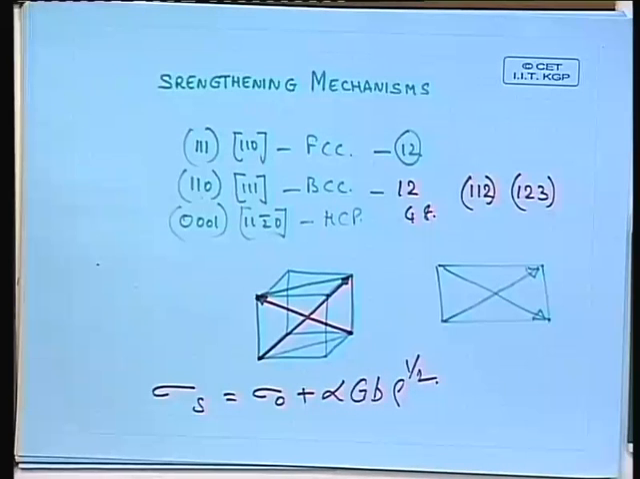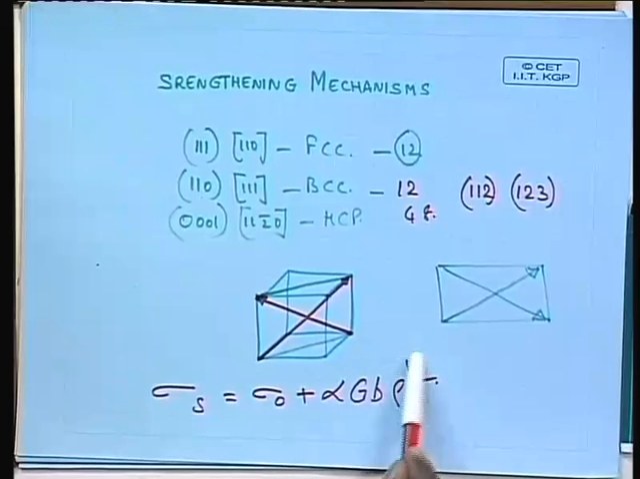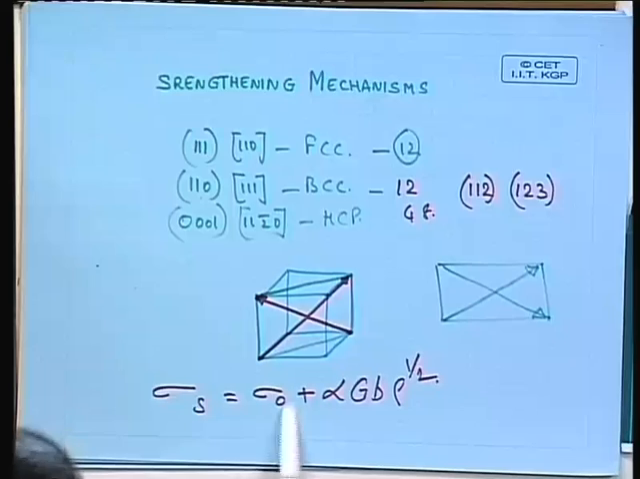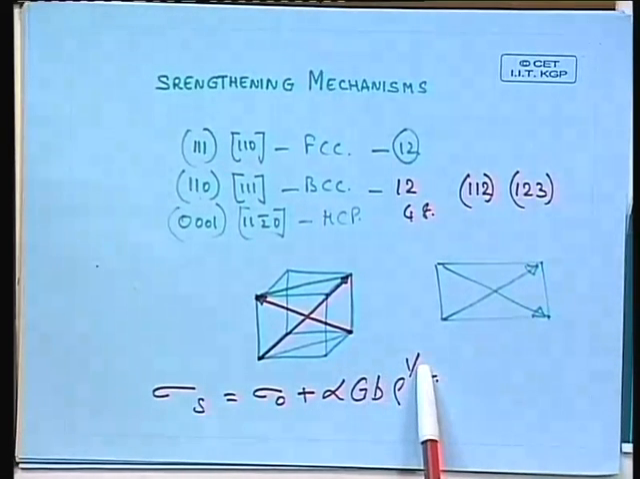This gives you an idea of the relation between the yield strength and the dislocation density rho. Here rho is the dislocation density and sigma 0 is the... what does it measure? Friction stress. What does it mean physically? The stress required to move a dislocation in a single crystal. If you assume that dislocation density is 0, then sigma s becomes sigma 0. So you can consider sigma 0 as the yield stress of a material without any dislocations.